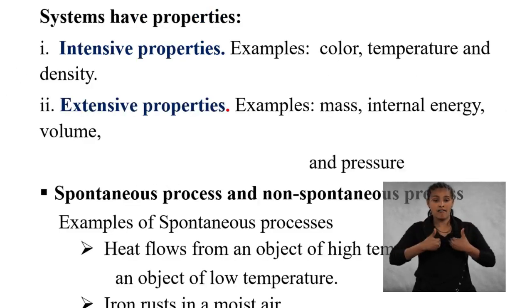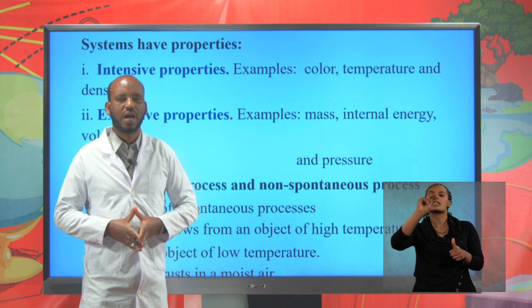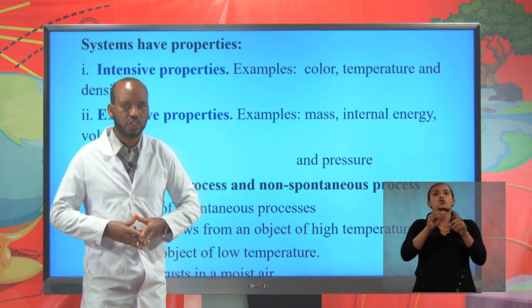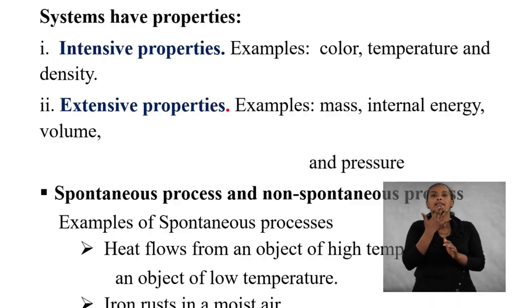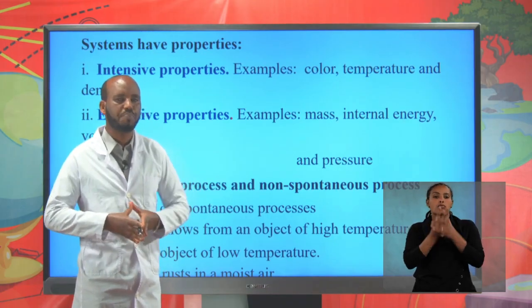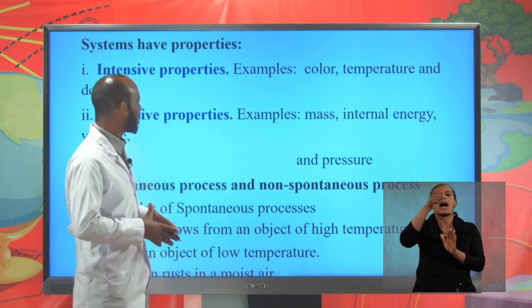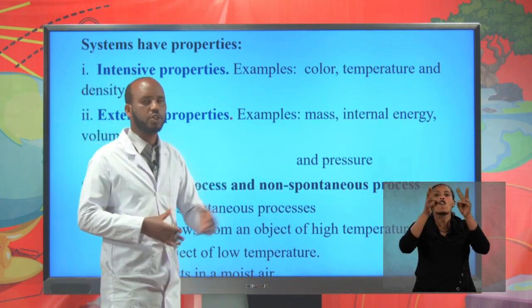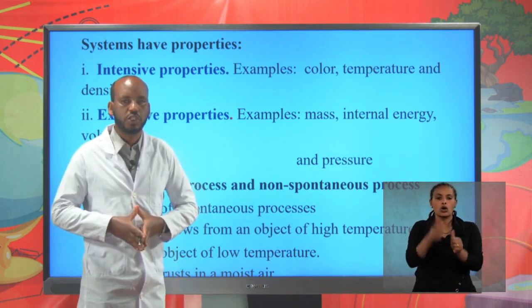Systems have properties. One, intensive properties. Intensive properties are those properties which do not depend on the amount of matter. Examples: color, temperature, and density are examples of intensive properties. Two, extensive properties. Extensive properties are those properties which depend on the amount of matter. For example, mass, internal energy, volume, and pressure are examples of extensive properties of a system which depend on the amount of matter.